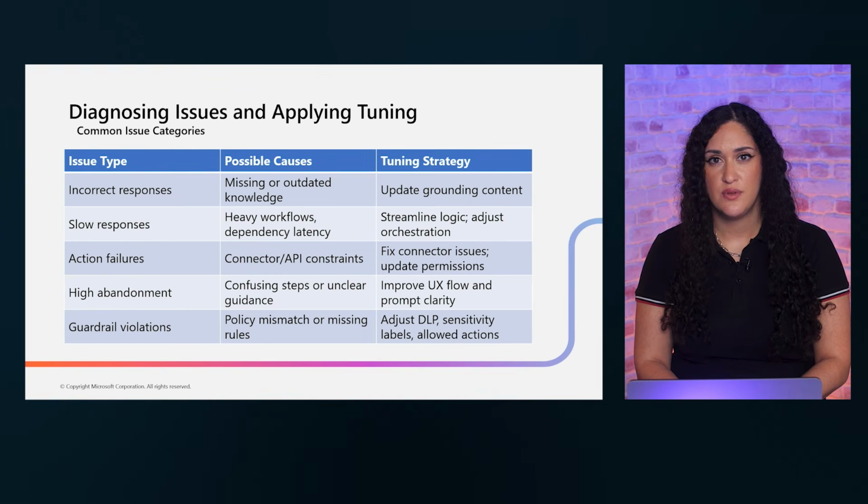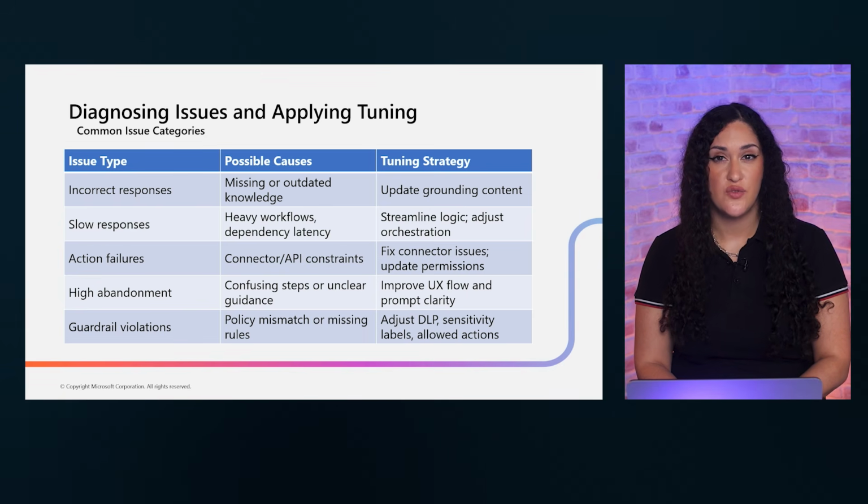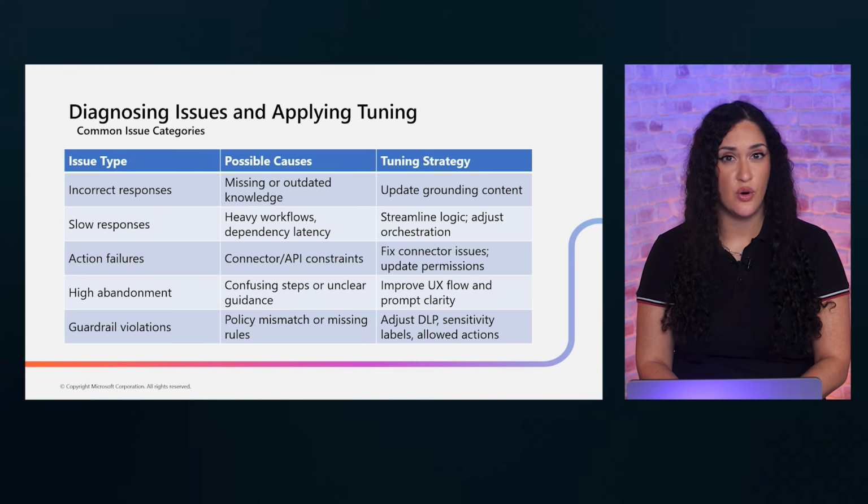This diagnostic table is your quick reference for common issues. Incorrect responses from missing or outdated knowledge? Update your grounding content. Slow responses from heavy workflows? Streamline the logic and adjust orchestration. Action failures from connector or API constraints? Fix the connector issues and update permissions.